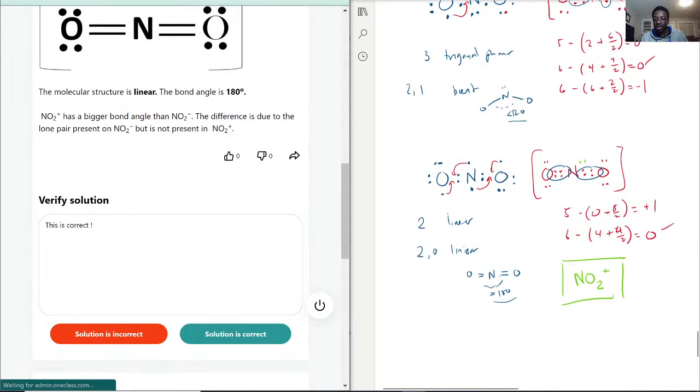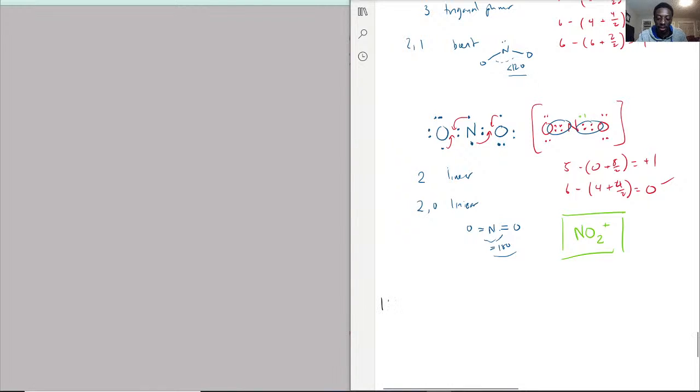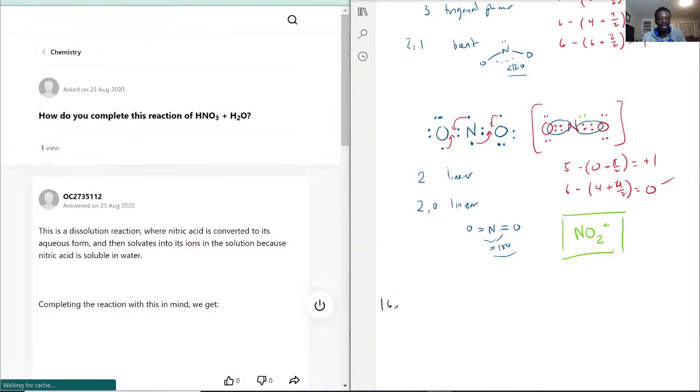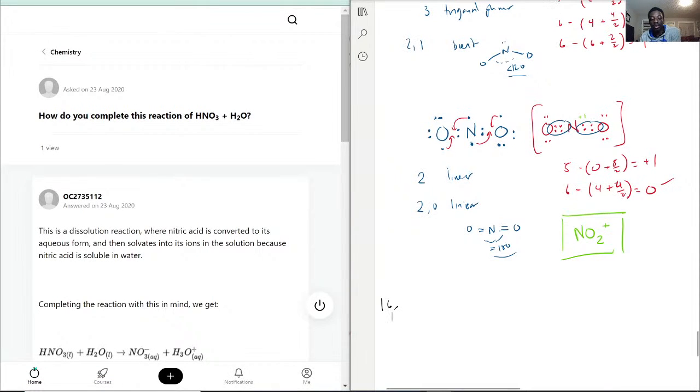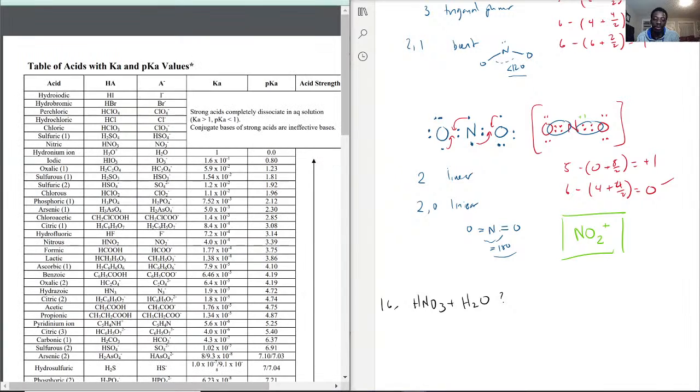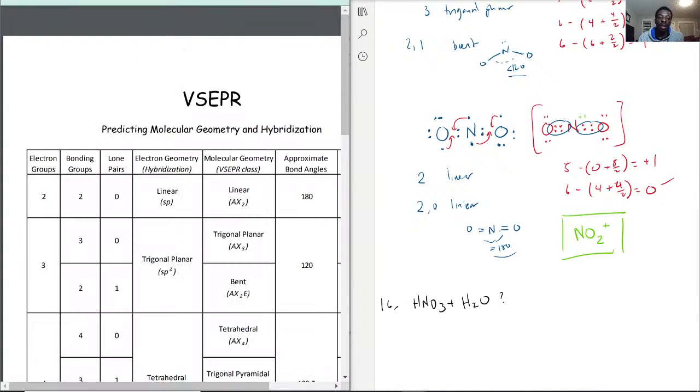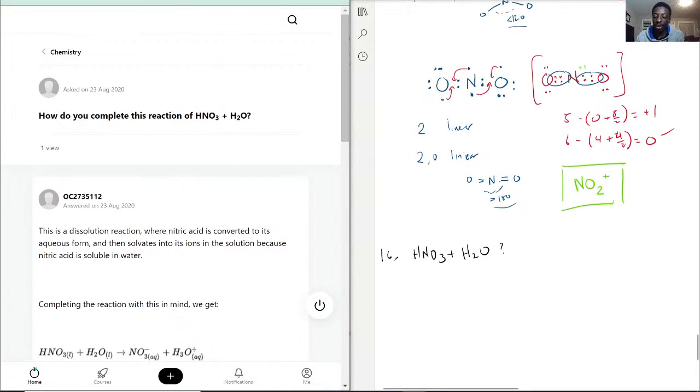Now let's move on to question number 16. How do you complete this reaction of HNO3 plus H2O? So HNO3 is nitric acid, which is considered a strong acid, if I remember correctly. Nitric acid, yep, it is a strong acid. So it's going to actually dissociate completely.